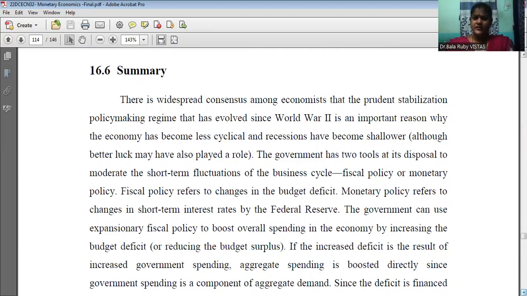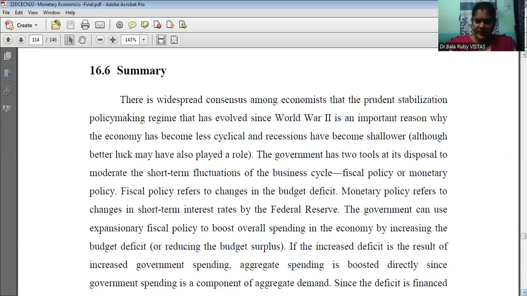The government has two tools at its disposal to moderate the short-term fluctuations of the business cycle: fiscal policy as well as monetary policy. Normally, fiscal policy refers to changes in the budget deficit. Monetary policy refers to changes in the short-term interest rates by the Federal Reserve. The government can use expansionary fiscal policy to boost overall spending in the economy by increasing the budget deficit.